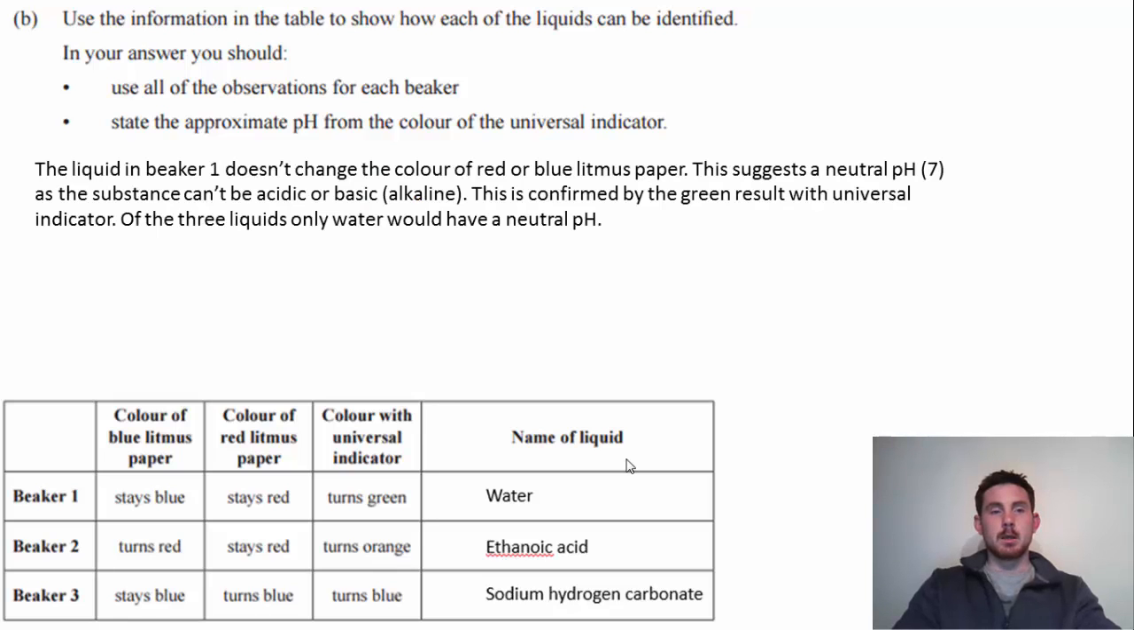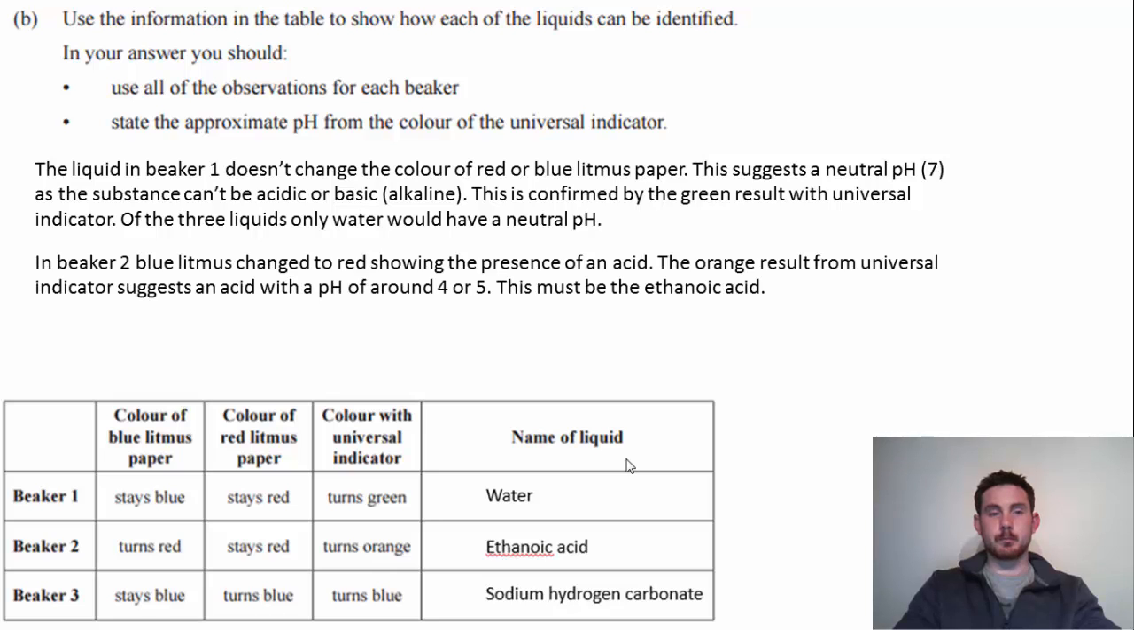Alright, so beaker 1, it doesn't change either of the litmus papers. That tells us that the solution is neutral, so it's got a pH of 7. The fact that with universal indicator it turns green just reinforces that. Again, a green result with universal indicator is neutral, or pH 7. And so of the 3 options, only water would have the neutral pH.